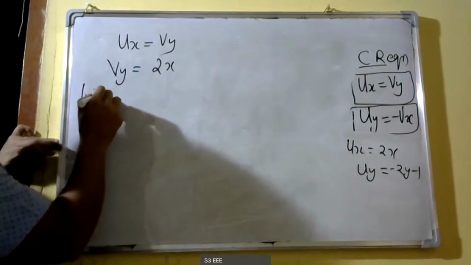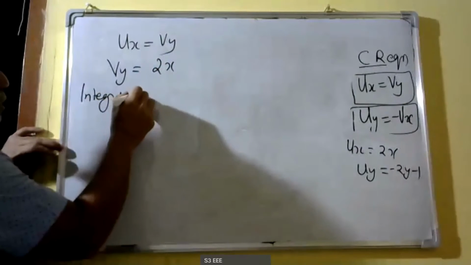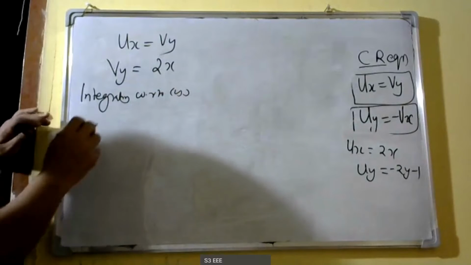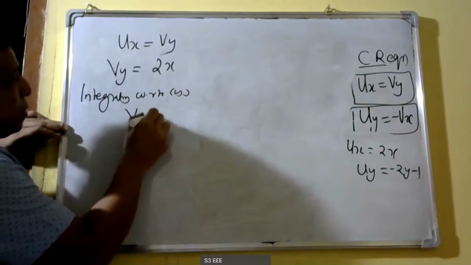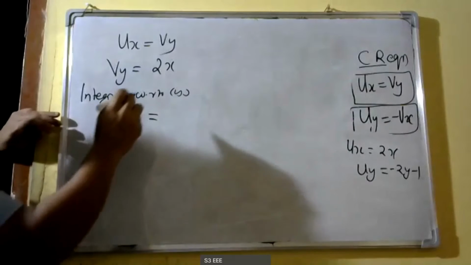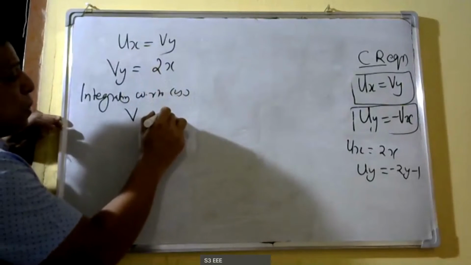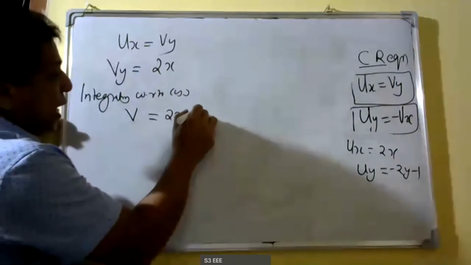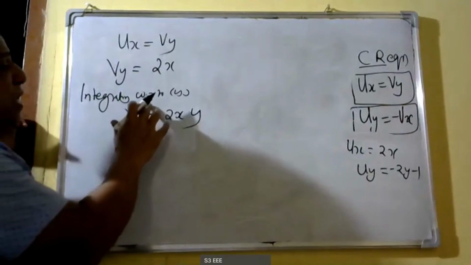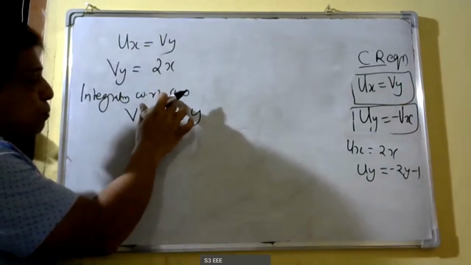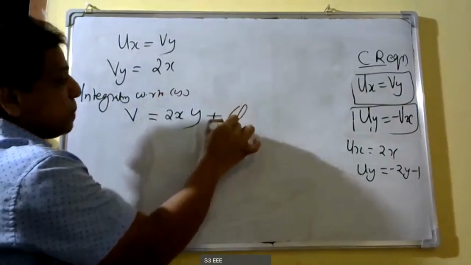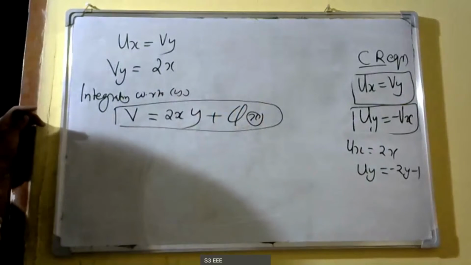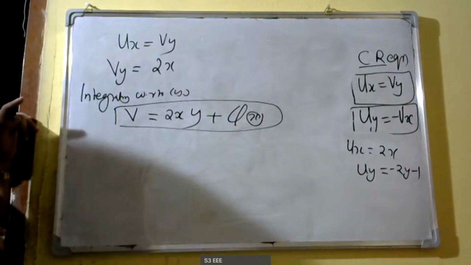Integrating with respect to y, vy will become v. On the right hand side, 2x is a constant, so the integral of 2x is 2x into y. Plus, when we integrate with respect to y, we put a constant as pi of x. Therefore, the harmonic conjugate we get, v is equal to 2xy plus pi of x.